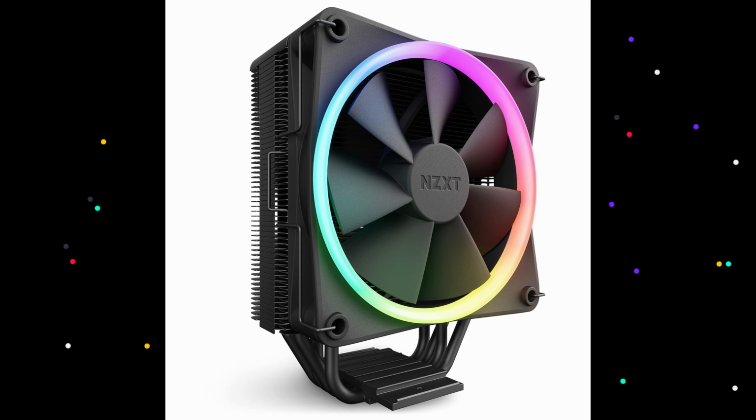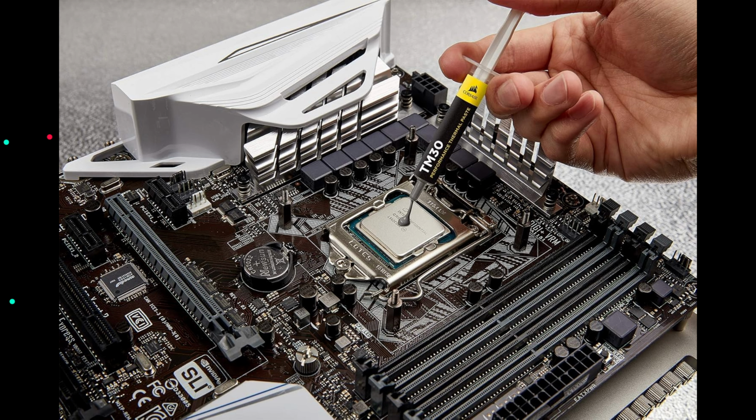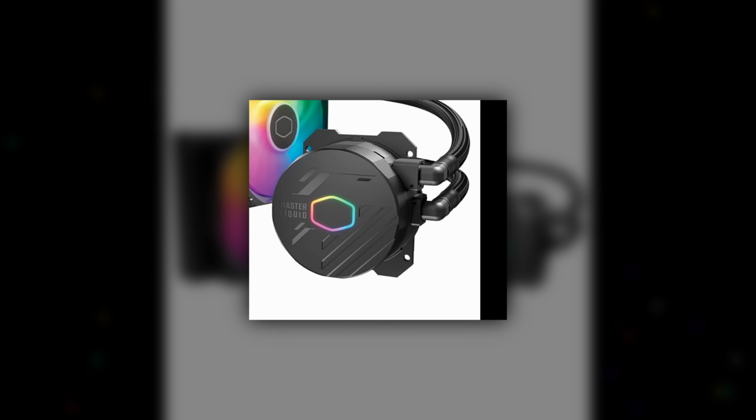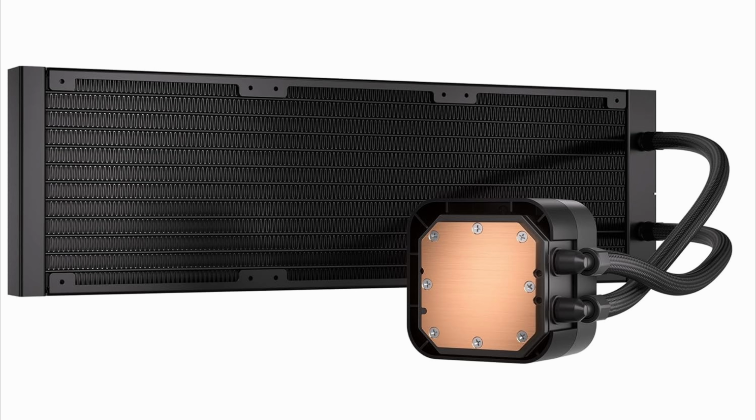Then we have fans. Their function is to blow air over the heat sink or radiator to dissipate heat. Then we have thermal paste. This is a conductive material that is applied between the CPU and the cooler to facilitate heat transfer. Then for liquid coolers, we have the pump. The pump helps to circulate the coolant throughout the system. Then also for liquid coolers, we have the radiator. This is a fine structure that helps to dissipate heat from the coolant.